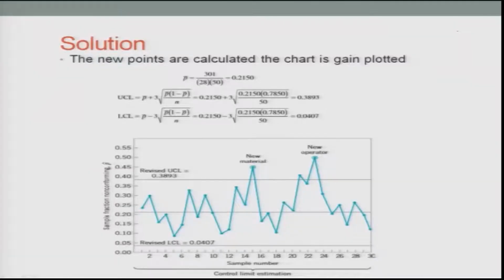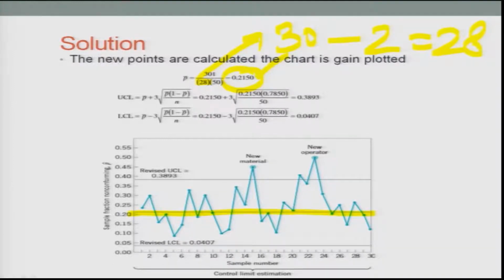As shown here, the new points are recalculated. In this equation, let me highlight, this becomes 28, which was initially 30, because you take out two observations. When you find this P bar, it becomes 0.2150, which is this line where I am highlighting using the yellow color.